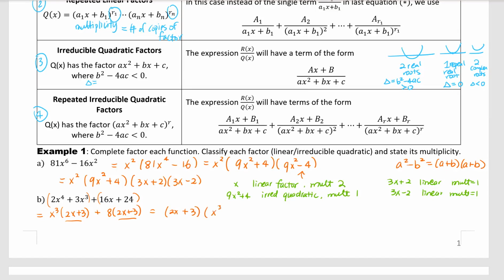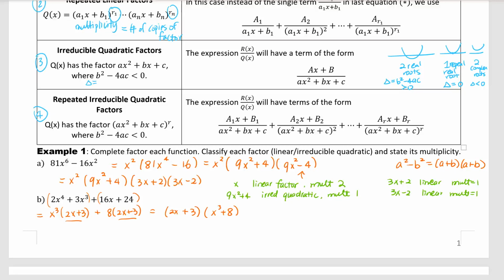And then we have x cubed plus 8. Can we factor x cubed plus 8? By the way, in this session, you must be able to factor all the way. You can factor until you reach either the linear factors or quadratic factors. So if you see a degree 3 factor, then you must be able to factor further, okay? Until you reach either a linear factor or an irreducible quadratic factor.